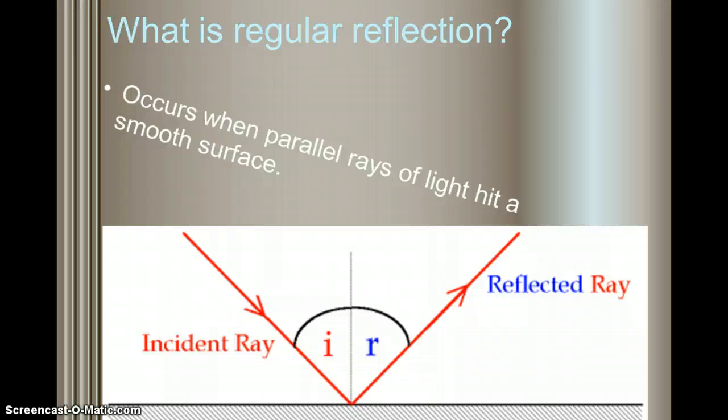So what is regular reflection? Regular reflection occurs when parallel rays of light hit a smooth surface. So the surface has to be smooth for a regular reflection to happen. And when a regular reflection happens, the angle of incidence is the same as the angle of reflection.